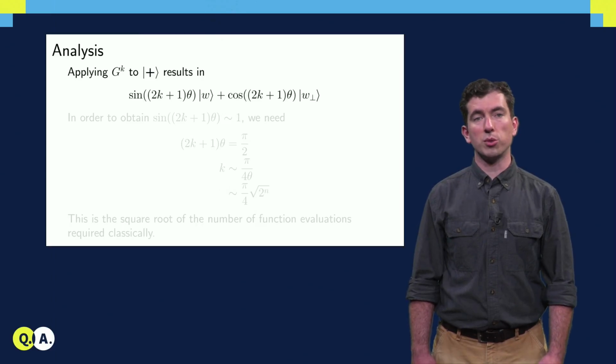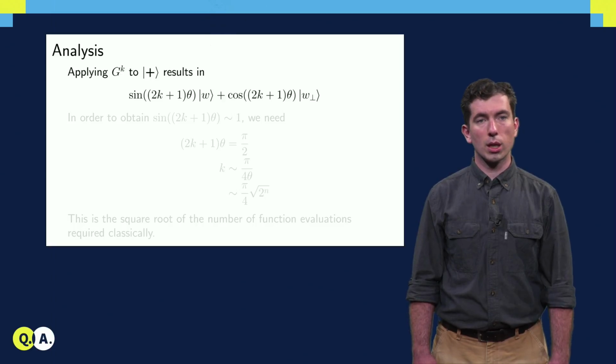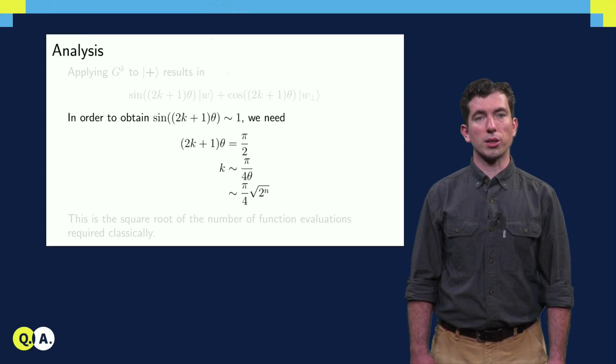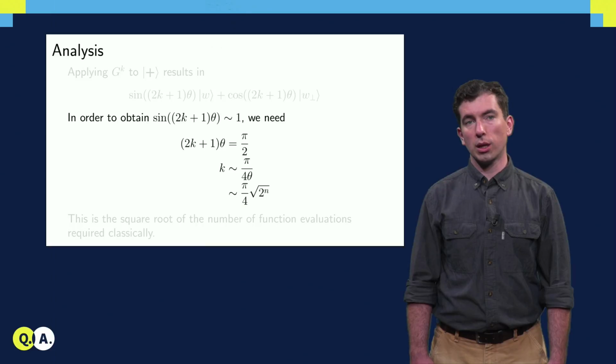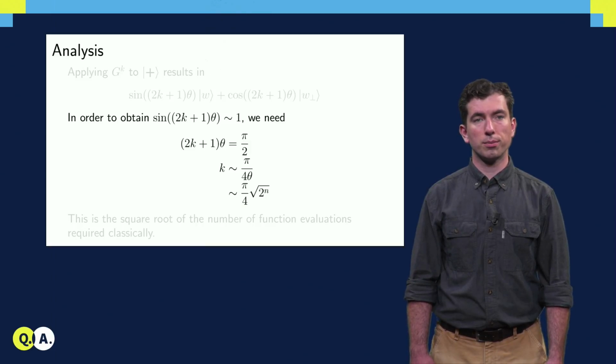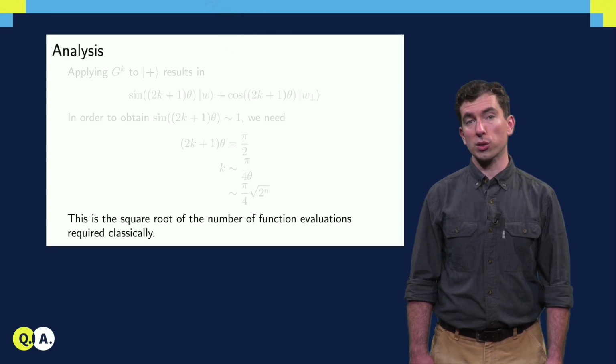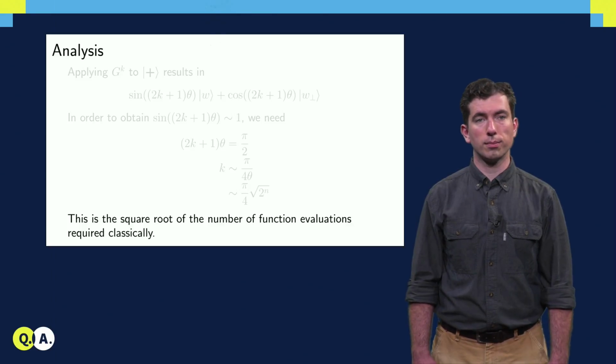If we did this k times in a row, we'd end up with not 3 theta, but (2k+1) theta. In order to obtain a state close to W then, we have to choose k so that the sine of (2k+1) theta is close to 1. Now, the sine is close to 1 when the angle is close to pi by 2. So this gives us a k roughly equal to pi divided by 4 theta, which is roughly pi by 4 times root 2 to the n. This scales as the square root of the number of configurations we'd have to try in the classical case, providing us with an algorithm that has a polynomial speedup over the classical one.